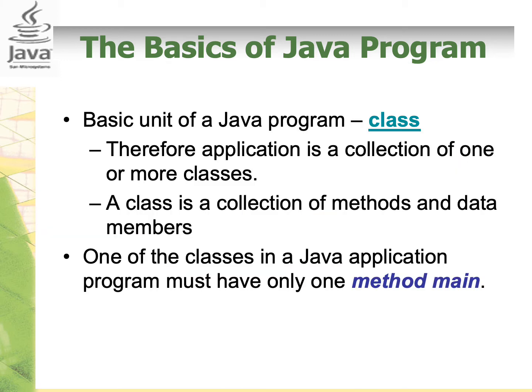The basics of a Java program. The basic unit of a Java program is the class. An application is a collection of one or more classes, and a class can contain 0 or more methods and data members. One of the classes in a Java application program must have only one main method.